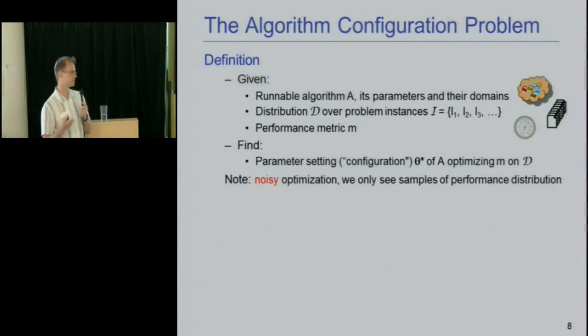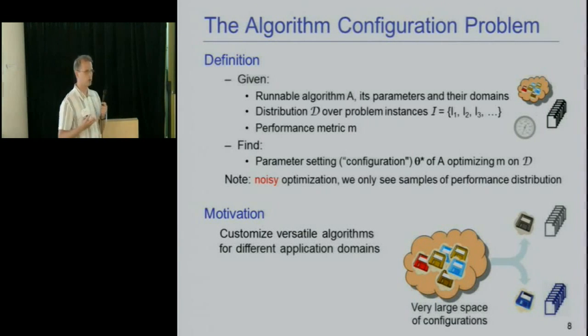So if the algorithm does well on one instance, we don't necessarily know that it will do well on the other instance. And typically we need to gather a lot of samples in order to really be sure that the algorithm is doing well with a certain parameter configuration, in order to avoid overtuning.